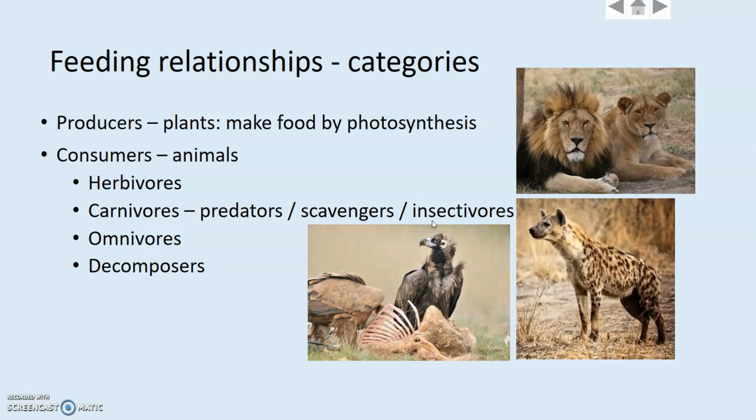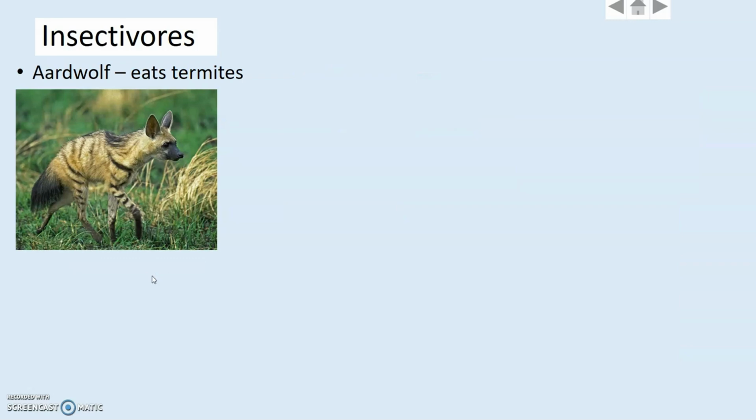Insectivores, as you can guess, they eat insects. Omnivores, like many humans, eat both plant and animal matter, and then the decomposers. Some examples of insectivores: the aardwolf eats termites.